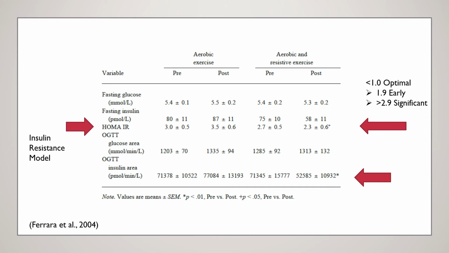We see that the insulin area is also improved. So you have less insulin that was secreted and a better response to that insulin. Their insulin resistance, by adding aerobic or adding resistance exercise, was improved, which is pretty incredible.